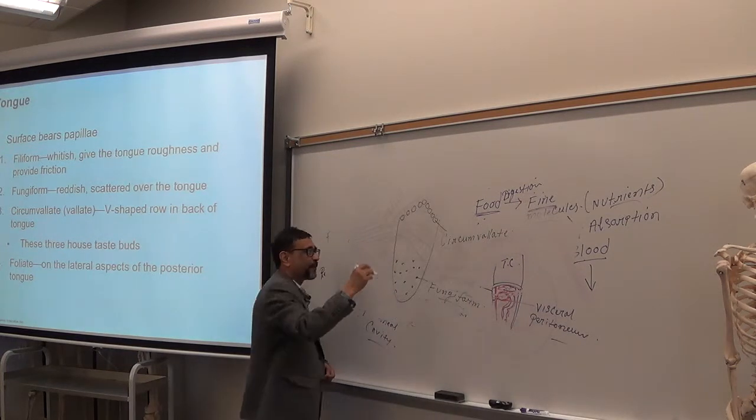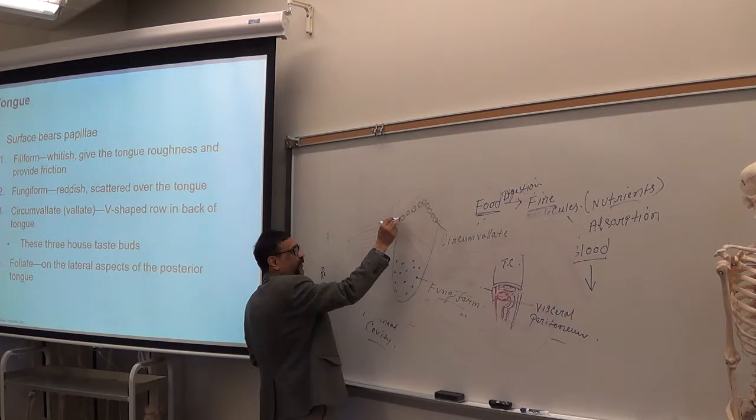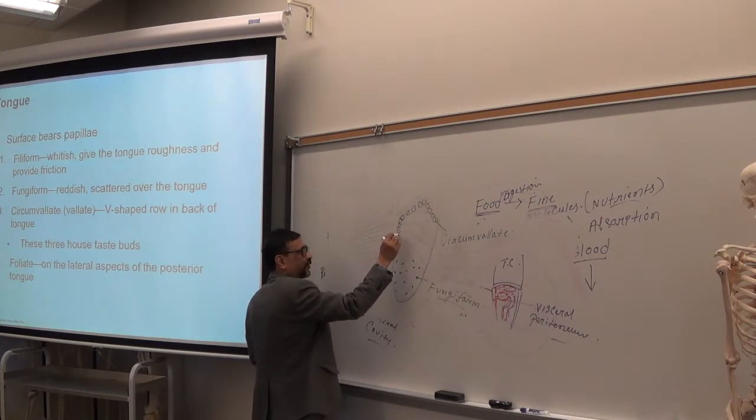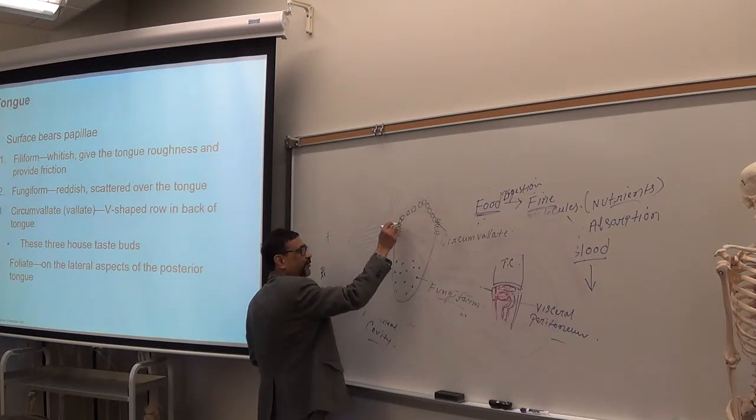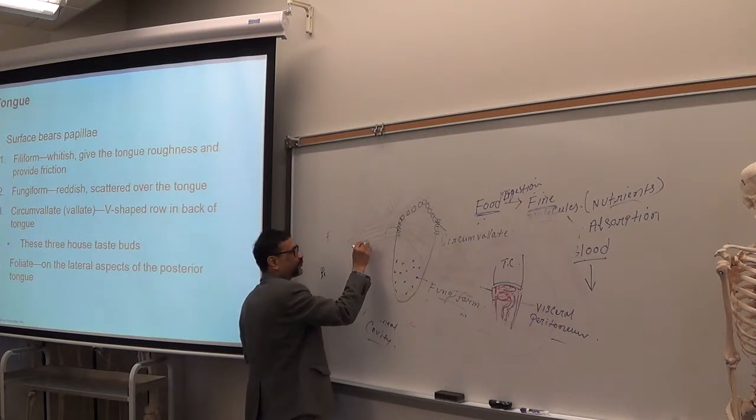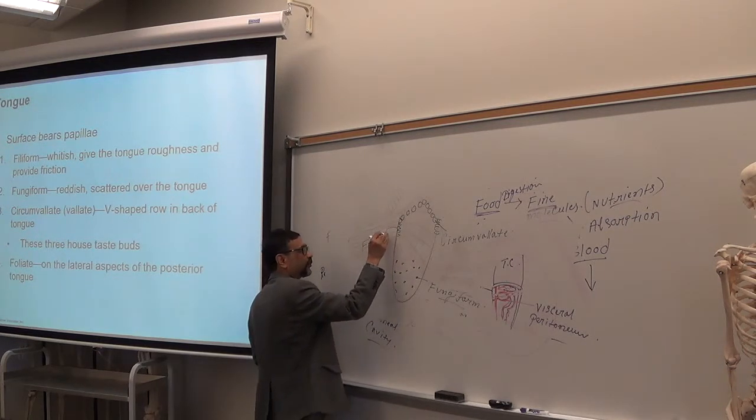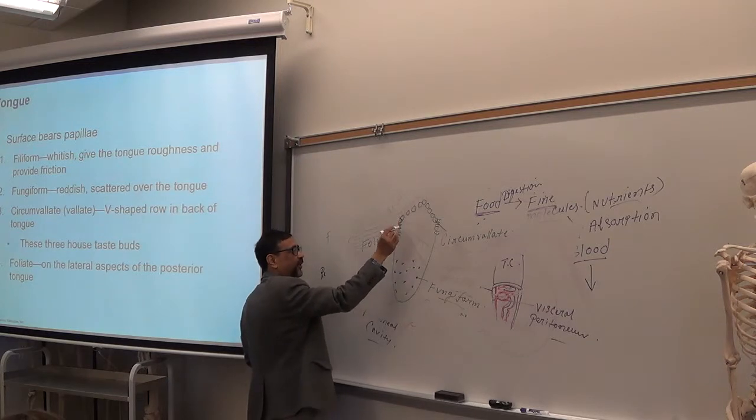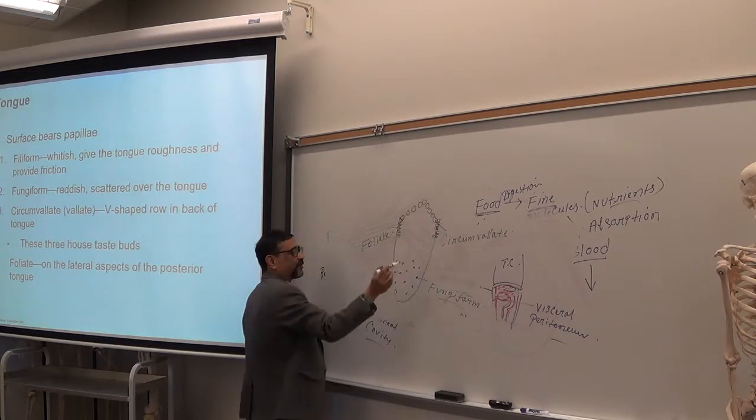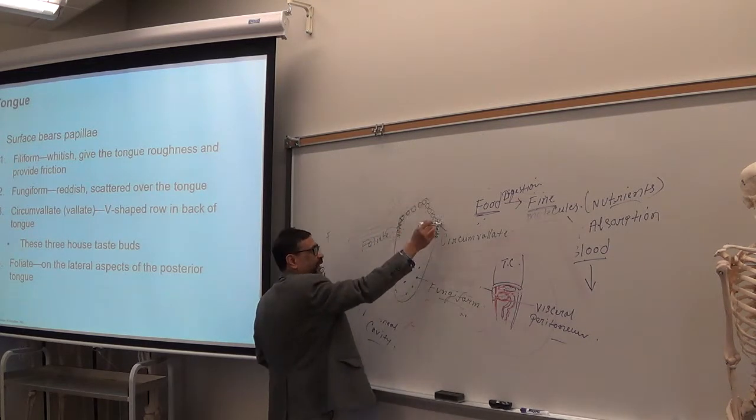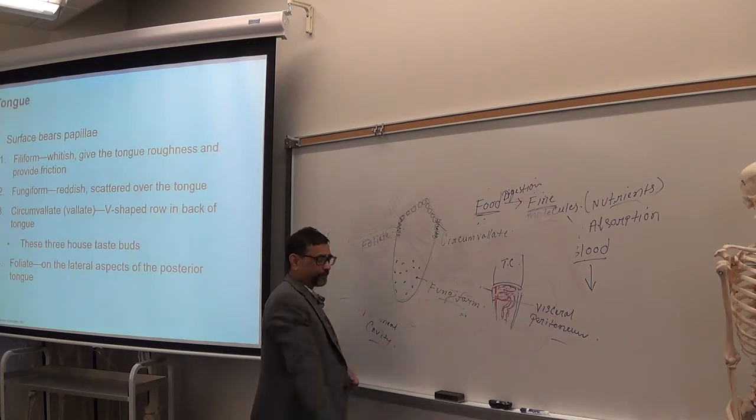Circumvallate papilla. At both sides of the tongue, only in the back part, the posterior part, you have foliate papilla. They are like folds. So these are foliate at both sides of the tongue. So fungiform, circumvallate and foliate.